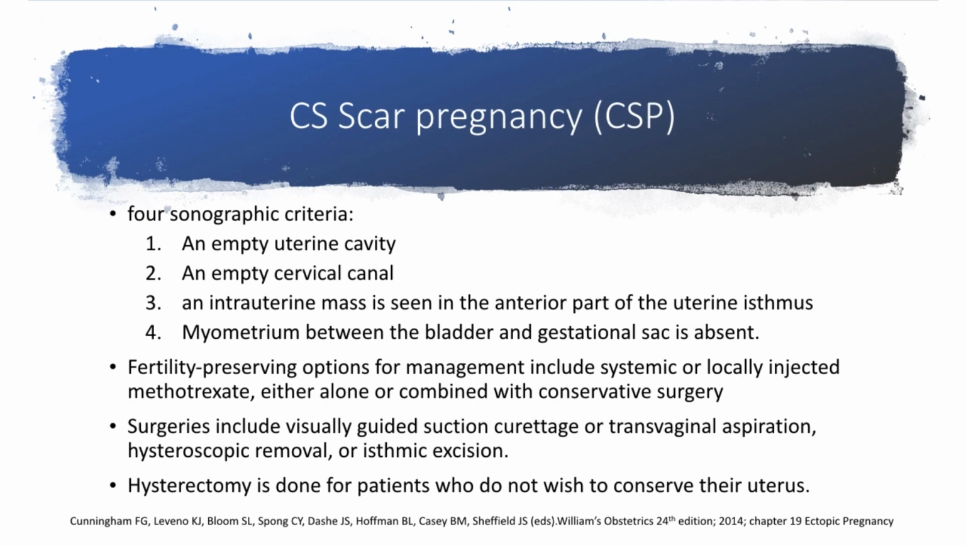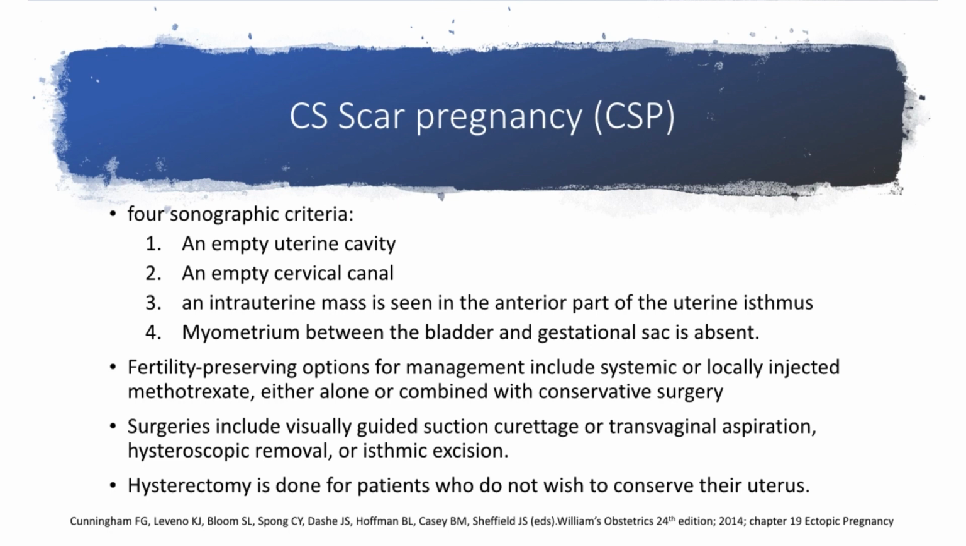So for CSP, we have 4 sonographic criteria. First is an empty uterine cavity. Second is an empty cervical canal. Third is an intrauterine mass that is seen in the anterior part of the uterine isthmus. And lastly, number 4, myometrium between the bladder and the gestational sac is absent.